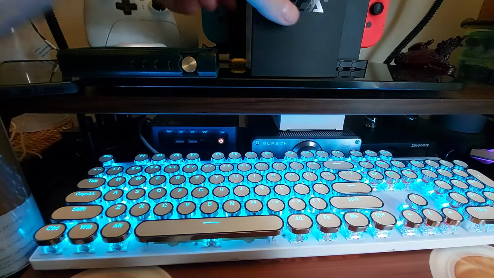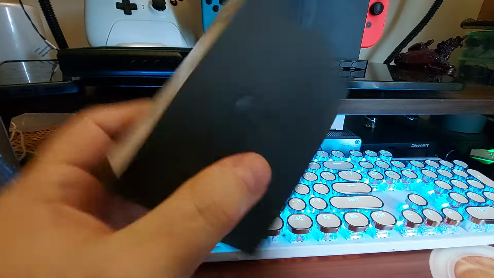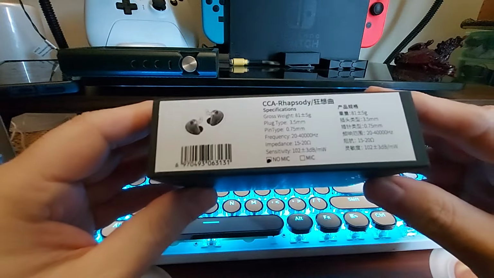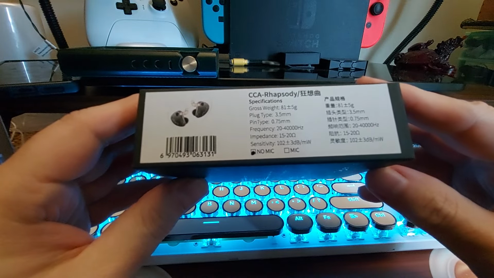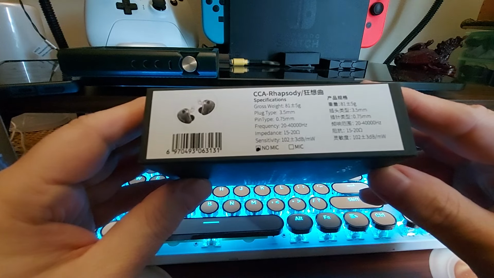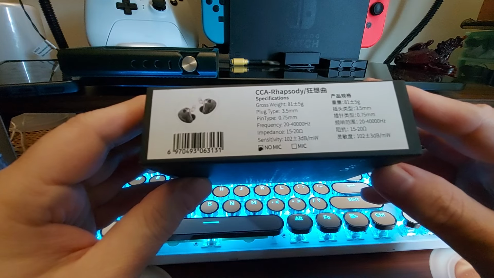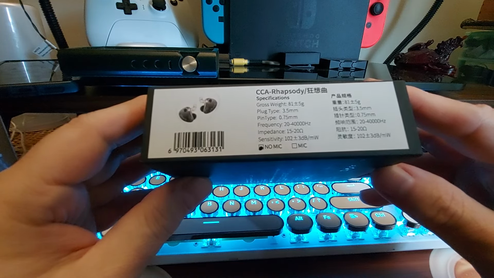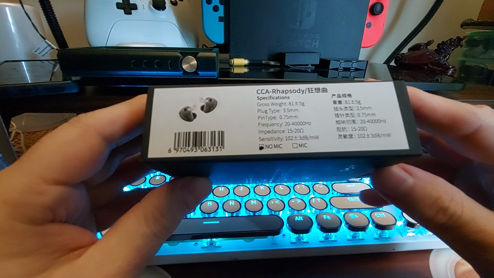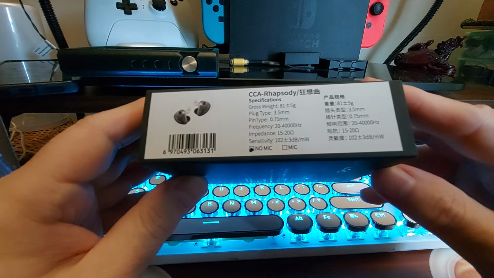Today we're going to be looking at a new CCA KZ product, and this one is the Rhapsody. Looking at the specifications, it's 81 grams, 3.5 millimeter, 0.75 millimeter, that's kind of unusual. It's a QDC connector. 20 to 40 kilohertz. 15 to 20 ohms depending on the switches. We'll get into the switches in just a minute. Sensitivity is 102 decibels.